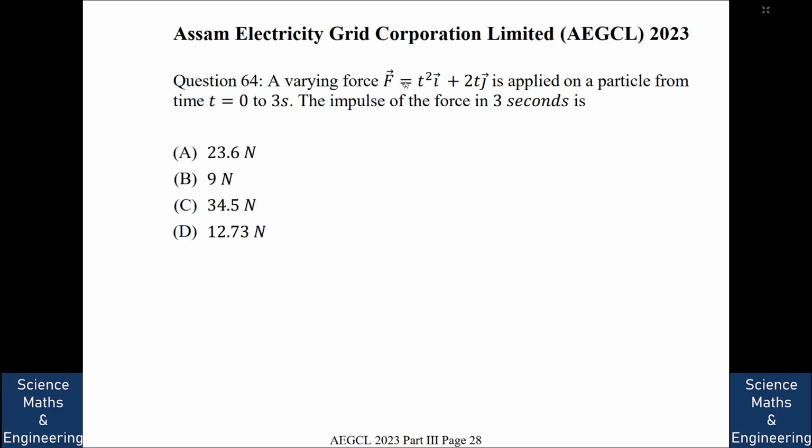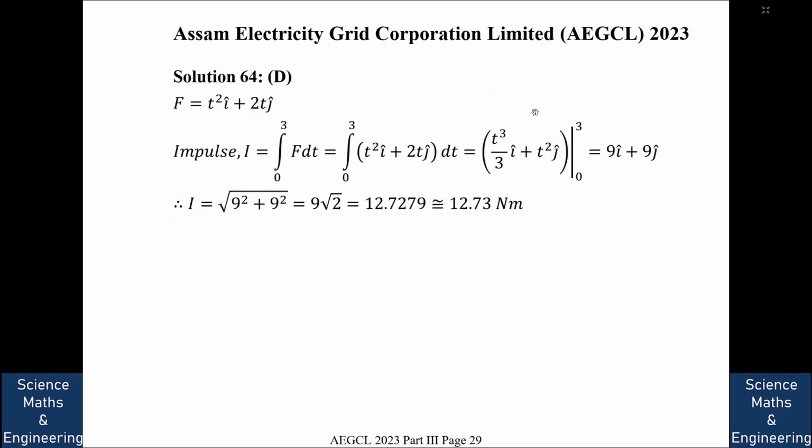A varying force F = t² i + 2t j is applied on a particle from time t = 0 to 3 seconds. The impulse of the force in 3 seconds is? Now impulse is given as integration of F dt. So impulse I would be equal to integration from 0 to 3 of F dt. So it comes as 9i + 9j. So I, the magnitude, would be equal to root over 9² + 9², which is equal to 9 root 2 or 12.73 Newton meter.